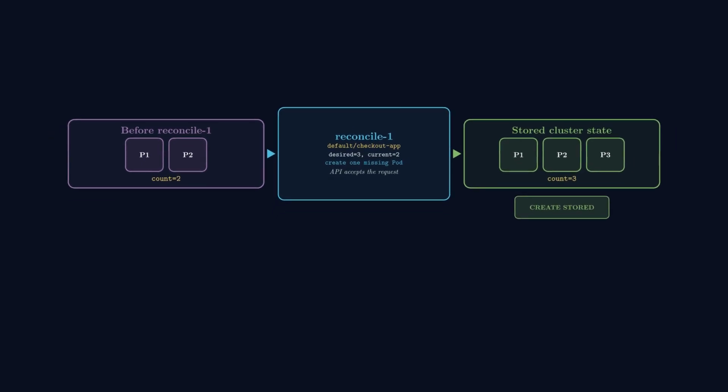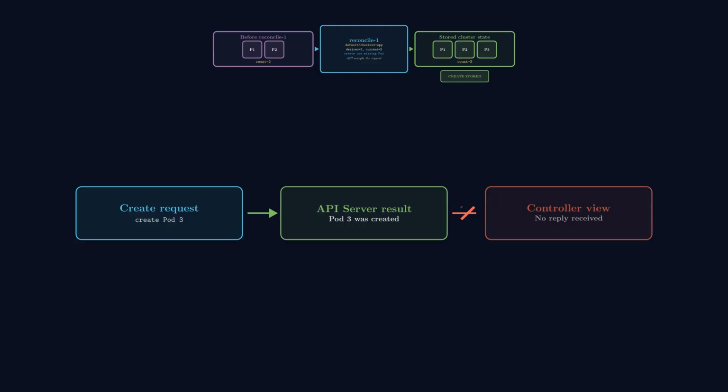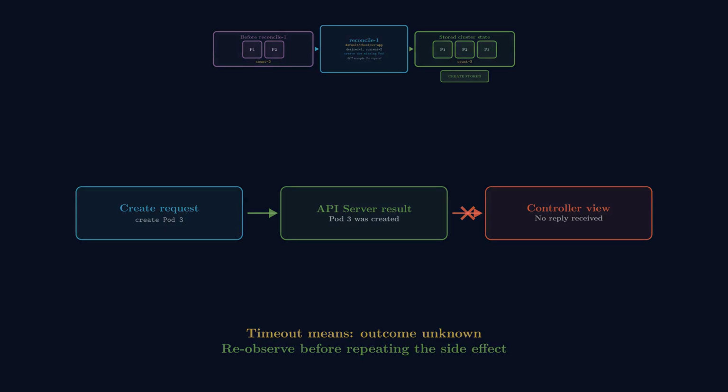The timeout can be confusing. It does not always mean that the pod creation failed. It only means the controller did not get a clear response from the API server. The pod may already have been created successfully, as it was in this case. So before trying to create another pod, the controller should first check the latest state and see whether the pod already exists. The work queue now sends checkout app to the controller again.